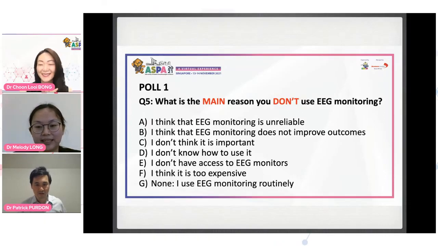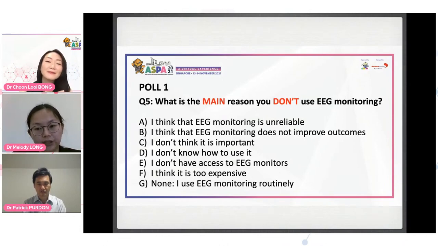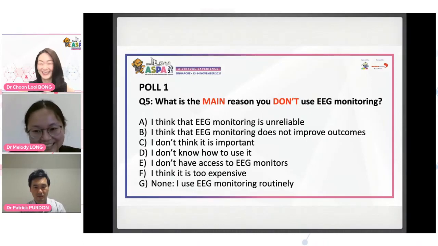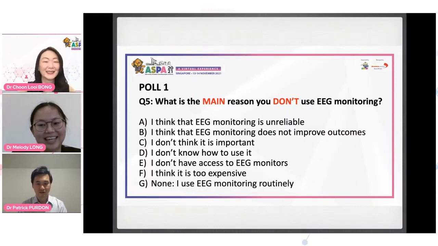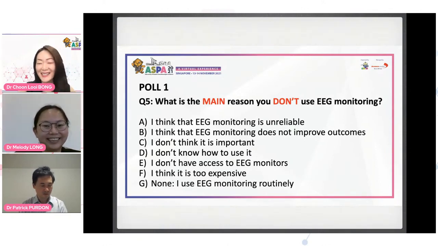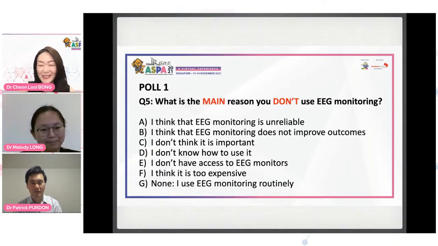Okay, I think we can share the poll results. 6% of us think that EEG monitoring is unreliable. 6% think that EEG monitoring does not improve outcomes. 0% think that it's not important, and luckily 0% of us say, I don't know how to use it. 35% say they don't have access to EEG monitors. 15% think that it's too expensive. And 30% of our respondents use EEG monitoring routinely, which is fantastic. That's really encouraging, and it'll be interesting to know if this will change by the end of the workshop.